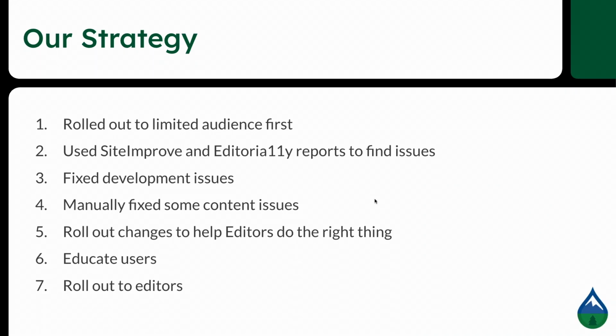Okay. So what was our strategy? We rolled it out to a limited audience first. We just started with marketing. Then I used Site Improve and the Editorially reports to find issues. If there were development issues that we needed to fix, I put those in our regular sprint schedule, and we would do 1 or 2 each sprint. Then I would go in and manually fix some of the content issues if there weren't a lot of them. And now we're rolling out changes to help editors do the right thing. We're playing a little bit of catch up because we had a lot of content migrated from an old site.